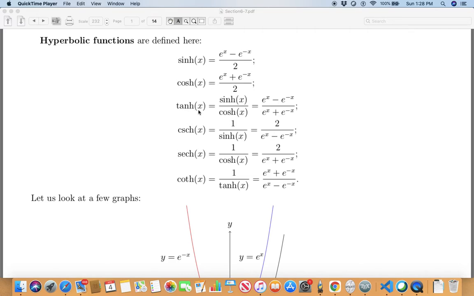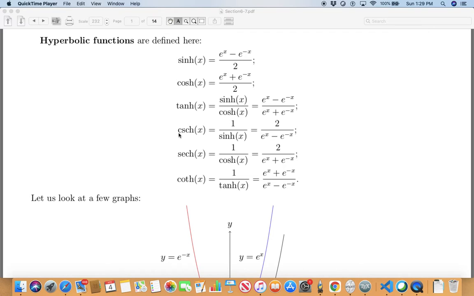Tan hyperbolic x is sine hyperbolic x divided by cosine hyperbolic x. So numerator and denominator, you see the 2's get cancelled. e raised to x minus e raised to negative x divided by e raised to x plus e raised to negative x. That's tan hyperbolic.